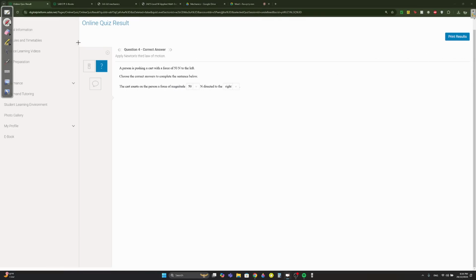Question 4. A person is pushing a cart with a force of 50 newtons to the left. The cart exerts on the person a force of magnitude obviously 50 to the right. Because action, reaction, right? Opposite force, equal in magnitude but different direction.